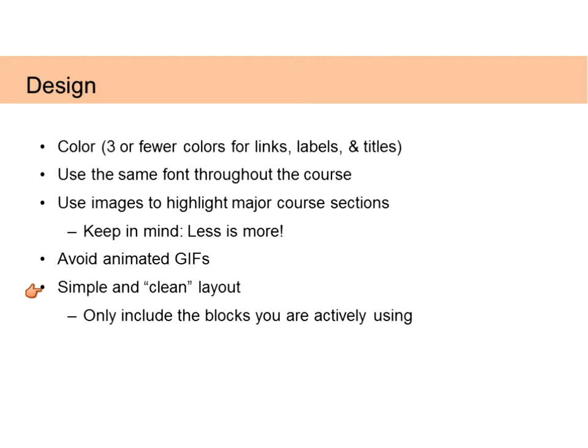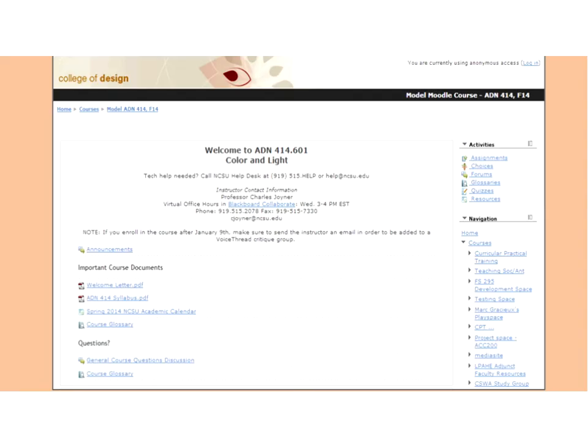Okay. Now, one more example I would like to show you. Earlier you saw the example of a class that used the activities block. Okay, so let's look at the content for this course. This course is taught by Dr. Charles Joyner, and it is a Color and Light course in the College of Design, and it is a DE course.